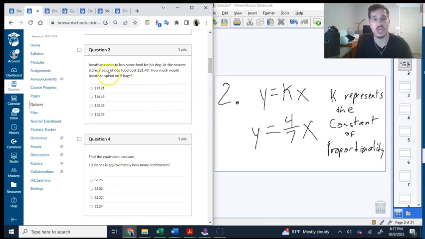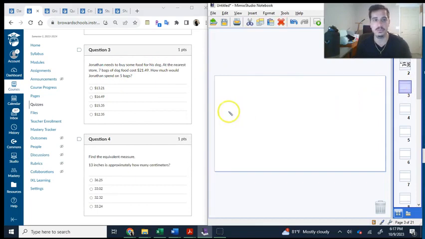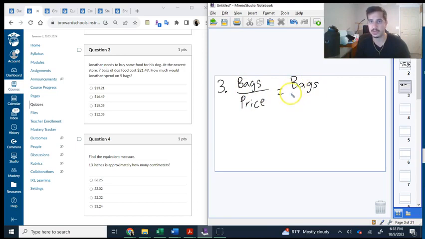Number 3, Jonathan needs to buy some food for his dog. At the nearest store, 7 bags of dog food cost $21.49. How much would Jonathan spend on 5 bags? So we can use the bat and ball method for this situation. All right? So I'm going to have a ratio equal a ratio. In this case, I would do bags of dog food to price equals bags to price.